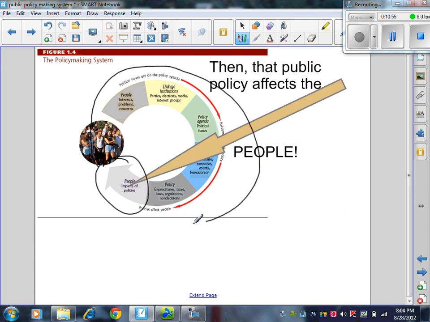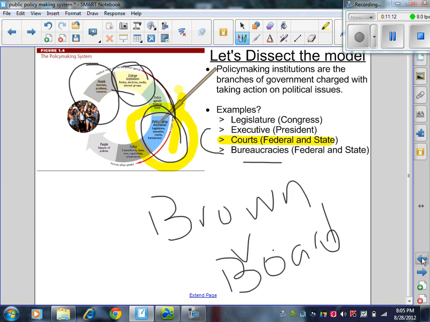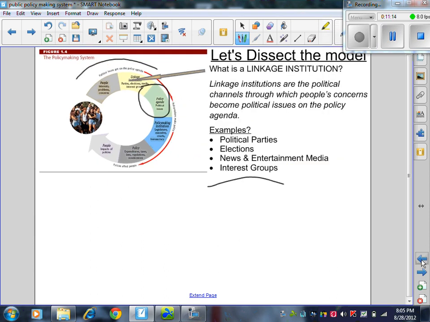So what you're seeing here is the act of making public policy, the act of making decisions in our government, is a circular process. It starts with the people, it ends with the people, and there's a lot of different players that are involved. So now I want to go back to our essential question, the very end of this.